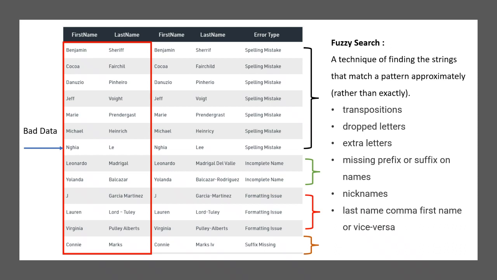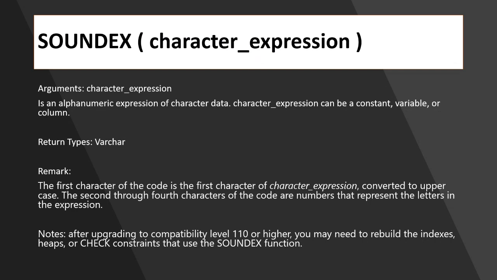Thankfully, Microsoft provides us two types of functions. The first one is SOUNDEX. How does SOUNDEX work, guys? It takes an alphanumeric expression of characters, which can be a constant, variable, or even a column, and it will return a varchar. It grabs your first character and makes it uppercase, even though it's lowercase, and the following characters are numbers in that expression. It is collation sensitive, just for your information. And if you upgrade from compatibility level 110, you can use it in an index or check constraint.